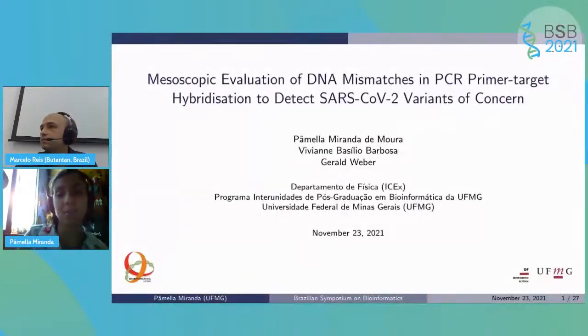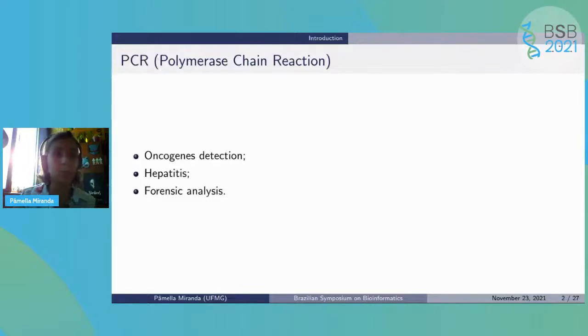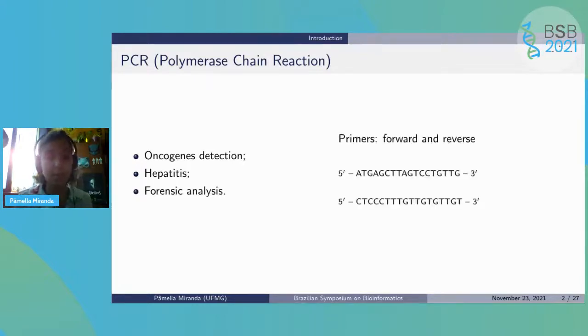Good morning, everyone. I'm Pamela, and I will start with my work on PCR, or polymerase chain reaction. It is a molecular technique used in several situations, and one of its elements is the primers. Usually a pair of primers called forward and reverse, or sense and antisense. So here we have an example of a pair of primers from our work, and they are short DNA sequences.